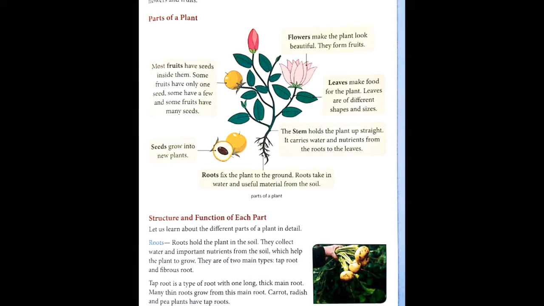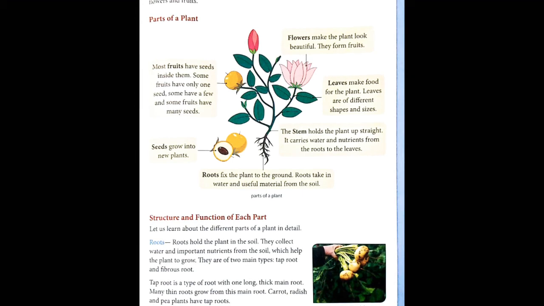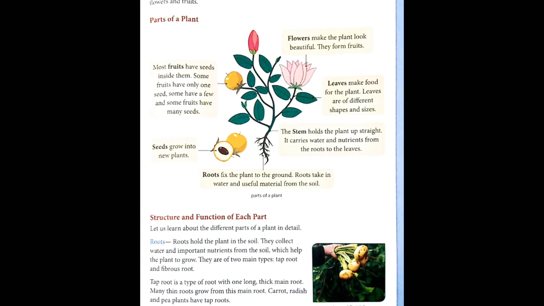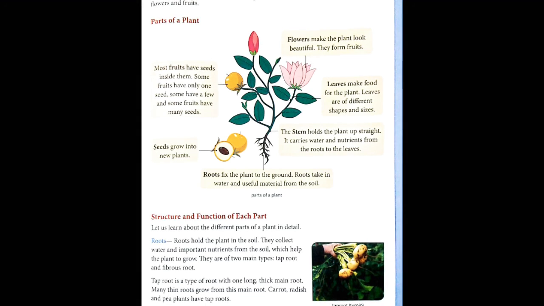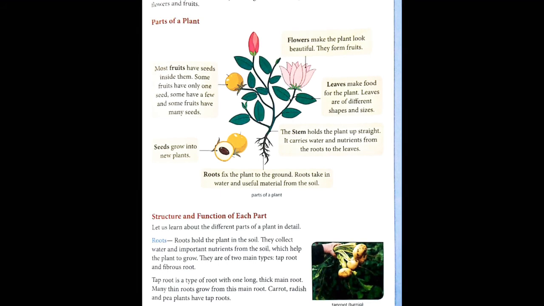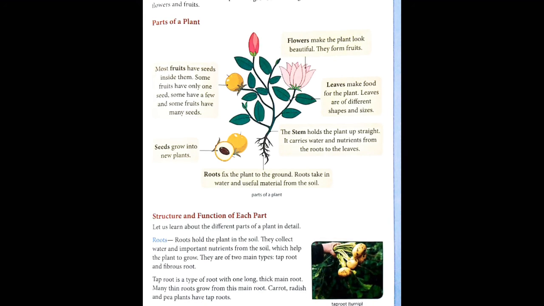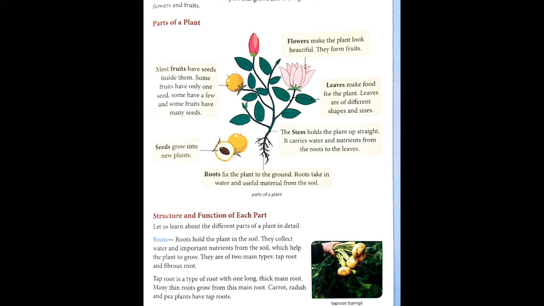Leaves are a very important part of the plant because the food is prepared here. Okay. And the leaves are of different shapes and sizes. And the flower. The flower makes the plant look beautiful. They form fruits. Most fruits have seeds inside them. Some fruits have only one seed, some have a few, and some fruits have many seeds. So fruits are a very important part of the plant. The seeds inside the fruit grow into new plants. So this is about the parts of a plant.